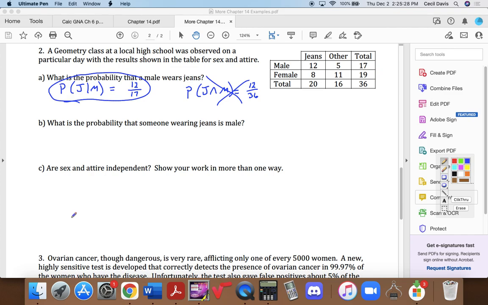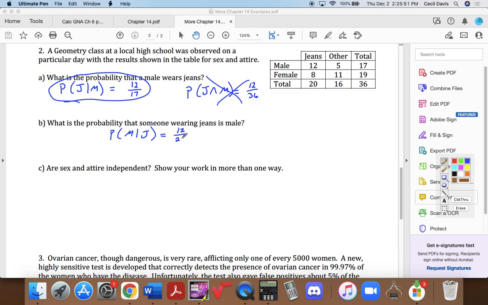So, what's the probability that someone wearing jeans is male? We have limited it to the people who are wearing jeans, so that's going to be 12 over 20. The probability that someone is wearing jeans given, oh, sorry, 3/5. I did that backwards. Point 60. That they're male given that we know that they're wearing jeans.